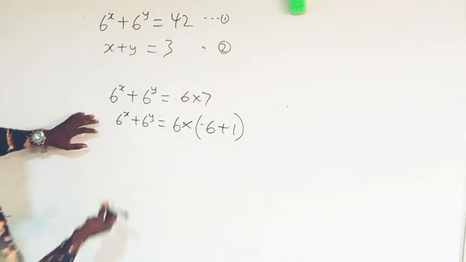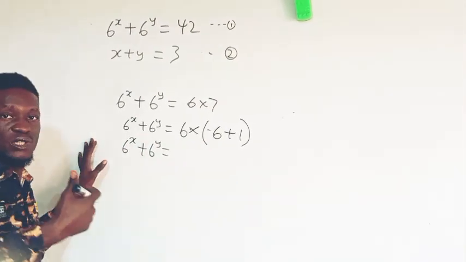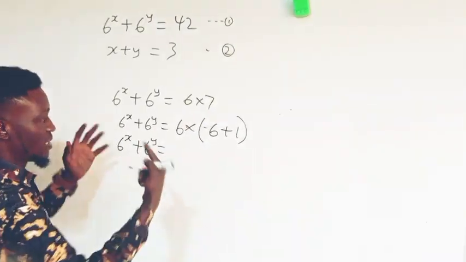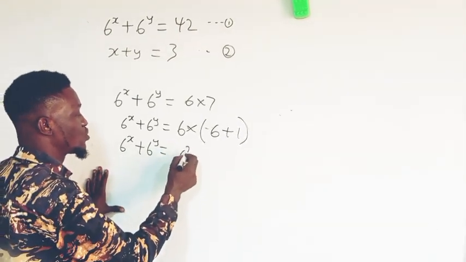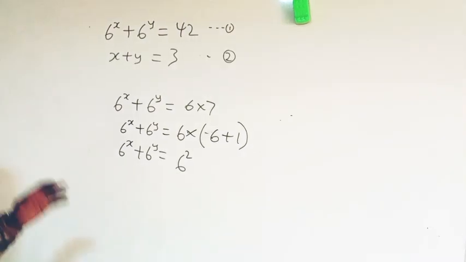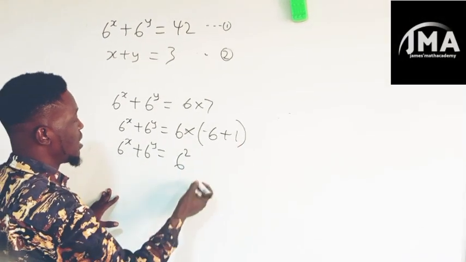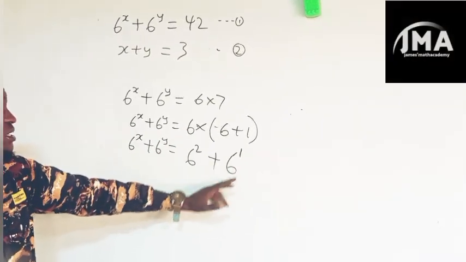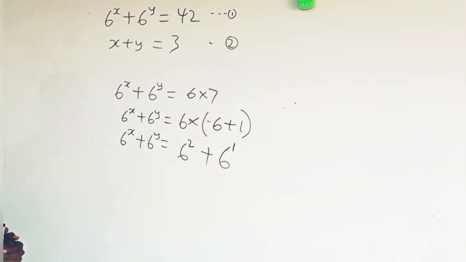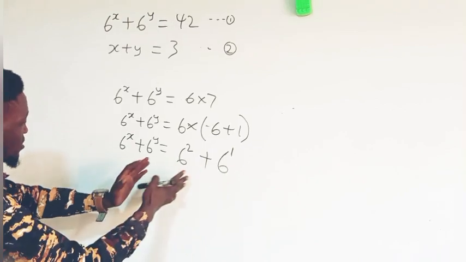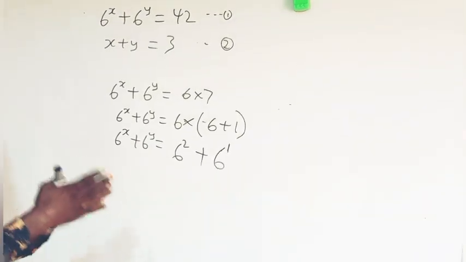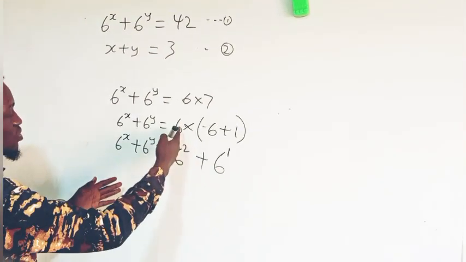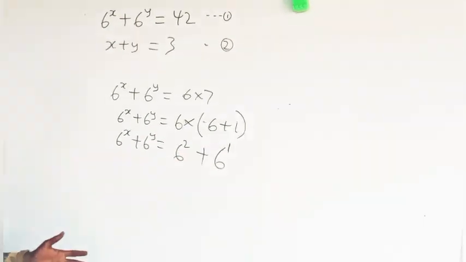So I can get 6 times 6 is 36. But since we are considering the exponential form, to get 36 we write 6 raised to power 2. And the second part, 6 times 1 is 6, so in exponential form we write 6 raised to power 1. As the case is, this is plus, and both of them are written in exponential form. Of course, this is commutative, so I can decide to reverse it and say 6 raised to power 1 plus 6 raised to power 2, because it's commutative in nature.